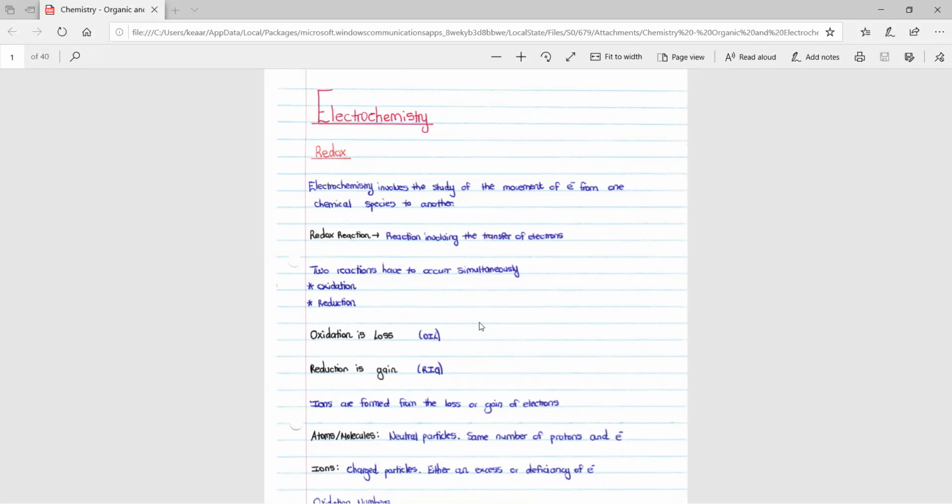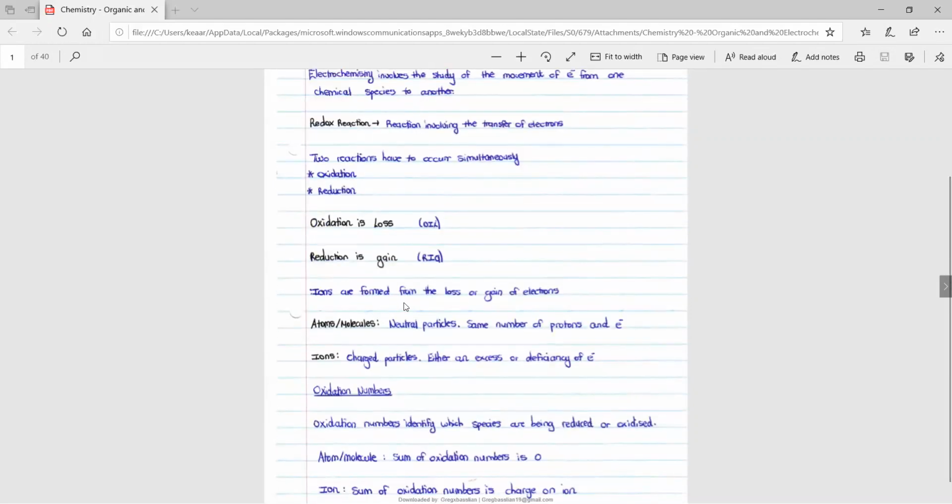In the first reaction, oxidation, it is the loss of electrons. It's easy to remember that because you can remember OIL, O-I-L, for oxidation is loss. Oxidation is the loss of electrons. Reduction is gain, RIG. The reduction reaction involves the gain of electrons. So the little side note to help you remember: OIL RIG, oxidation is loss, reduction is gain.